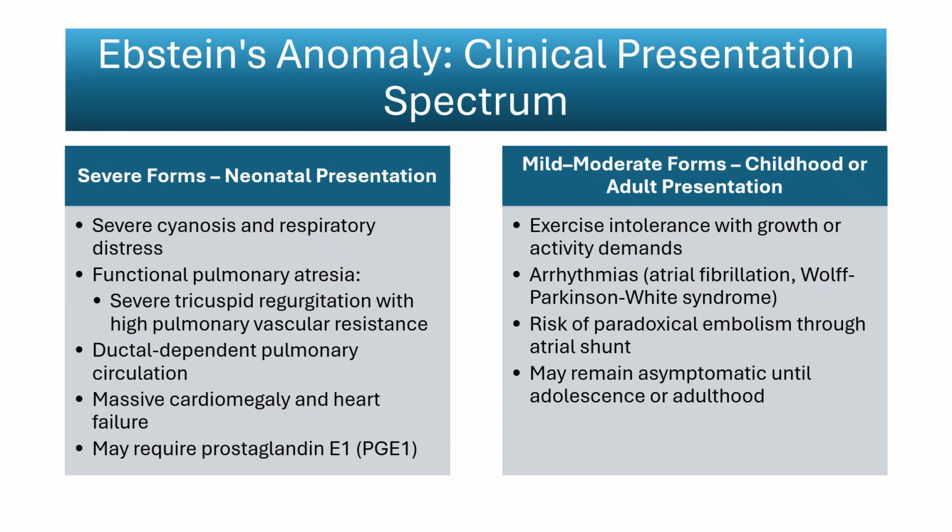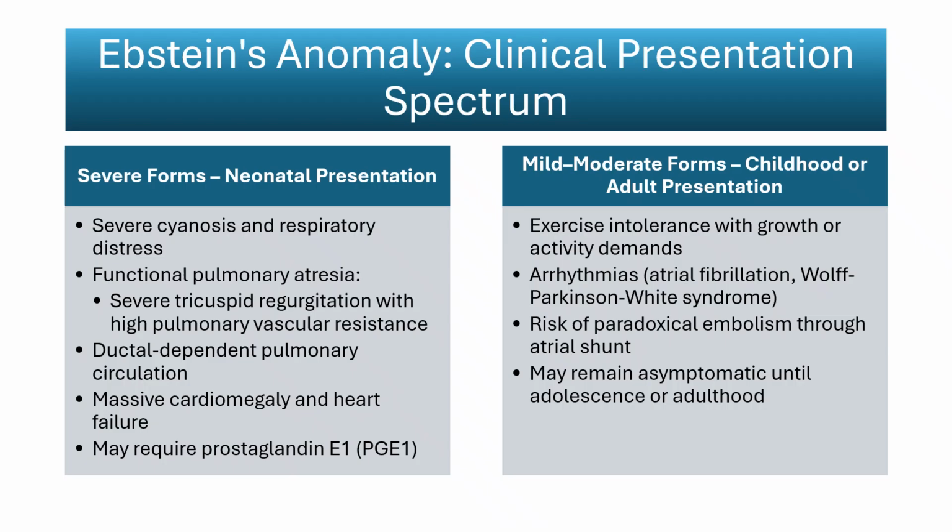The clinical spectrum of Ebstein's anomaly is remarkably broad. At the neonatal end, severe cases present within hours of birth with profound cyanosis and respiratory distress. These infants often demonstrate functional pulmonary atresia, where severe tricuspid regurgitation combined with elevated pulmonary vascular resistance prevents forward pulmonary flow. Circulation becomes ductal dependent, and prostaglandin infusion is frequently required to sustain oxygenation.